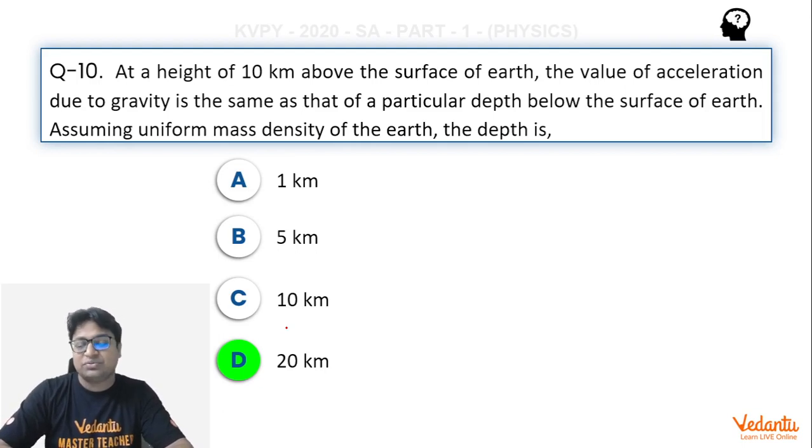I'm assuming most of the students who were aware of the formula would be able to do this question in the actual exam. With that, I'm ending this solution.